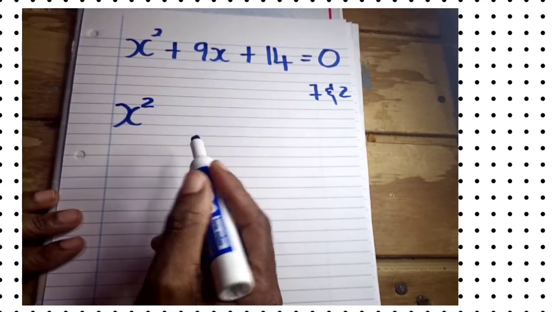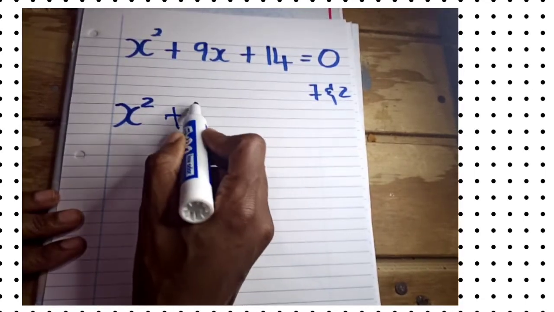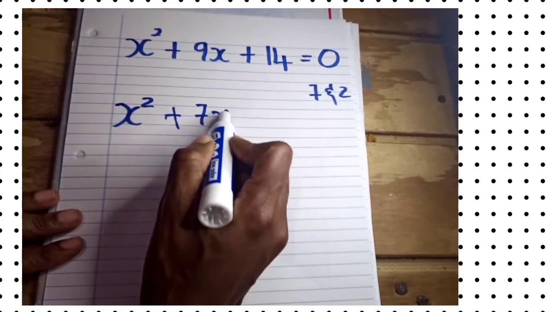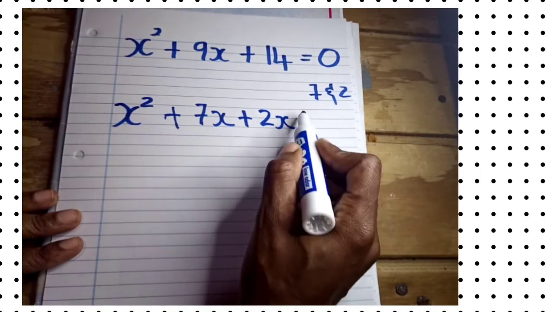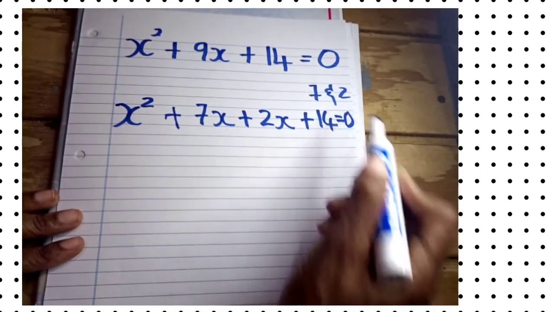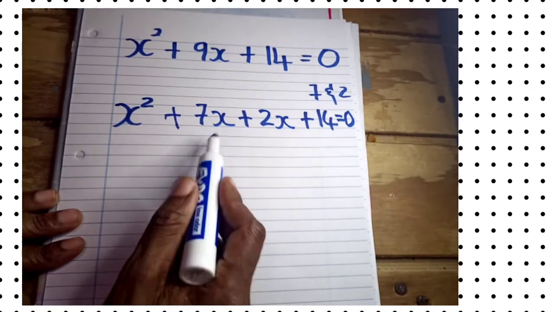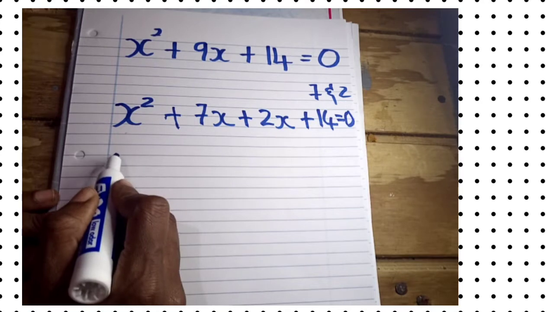Show working. Now we are going to replace 9x with these two numbers, the 7 and the 2. 7x plus 2x still works out to be 9x. So we replace 9x with the two numbers that we found, and all of that expression is equal to 0.